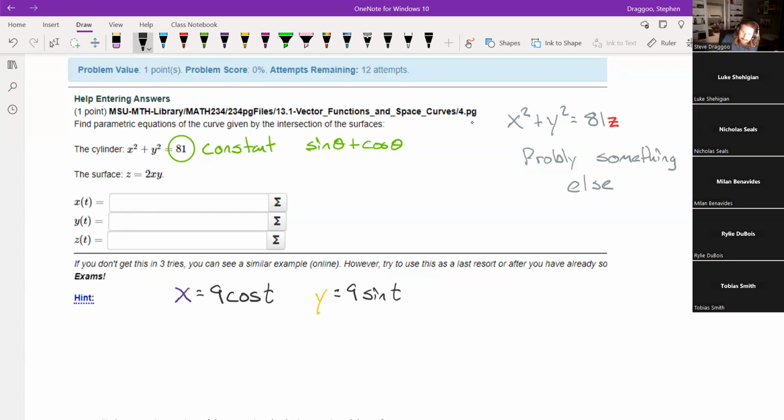And to get z, it ends up being nicely straightforward. Because I already have an equation for z. I know it's 2 times x times y, 2xy. So that equation could be 2 times 9 cosine t times 9 sine t.